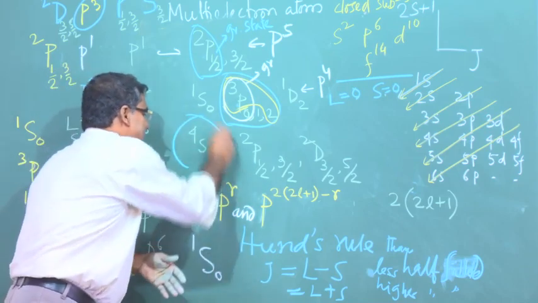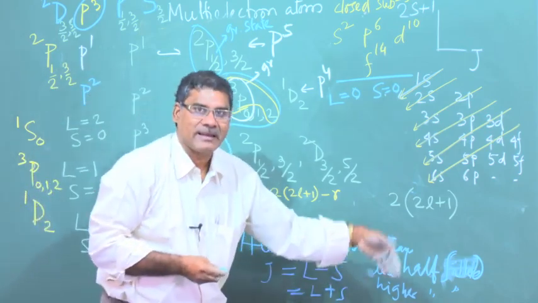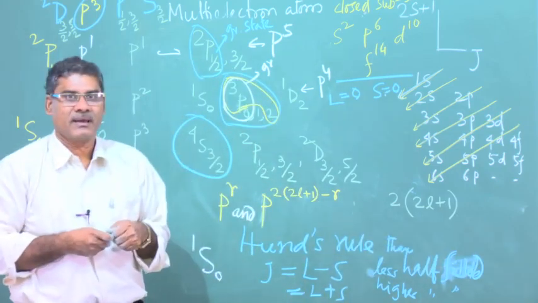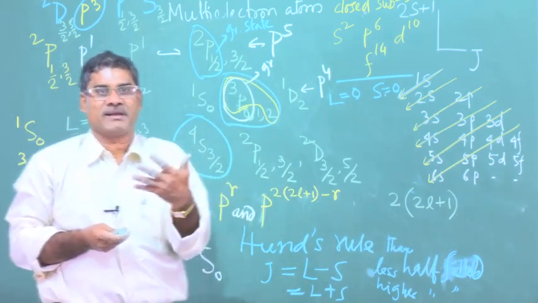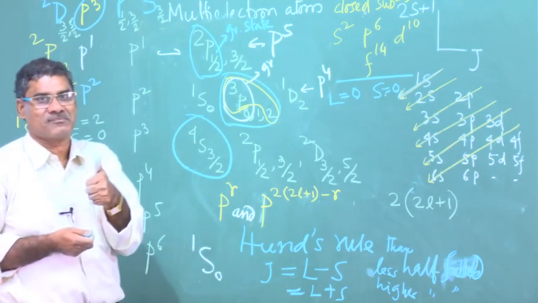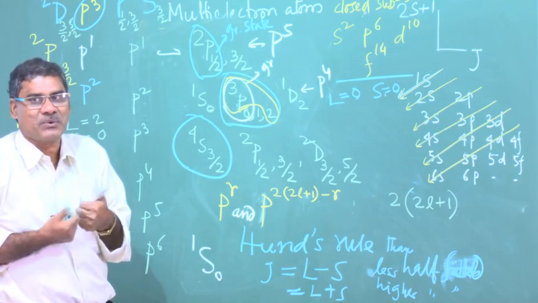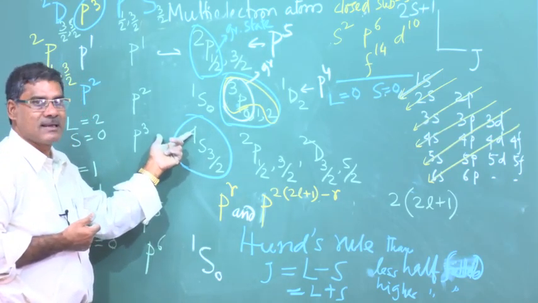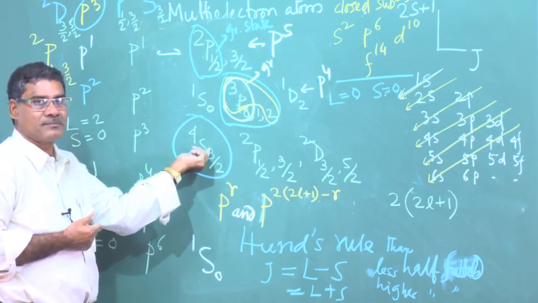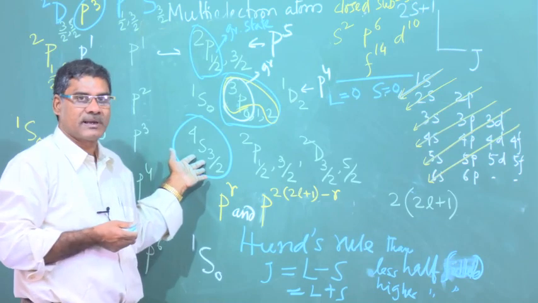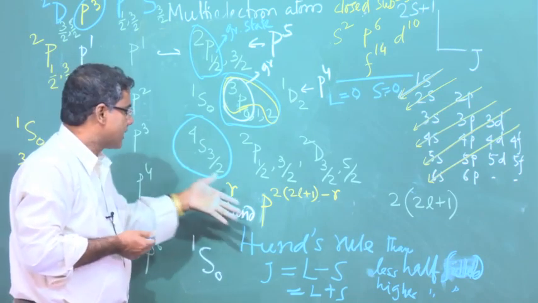So, it is interesting. Here we talk about less than half filled and higher than half filled. So, what about the half filled? Interestingly, for half filled there is only one term. So, you do not need to do anything. Maximize S and then L, and that has only one term. So, this way one has to find out the ground state.